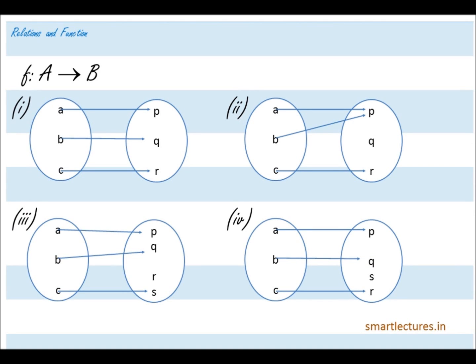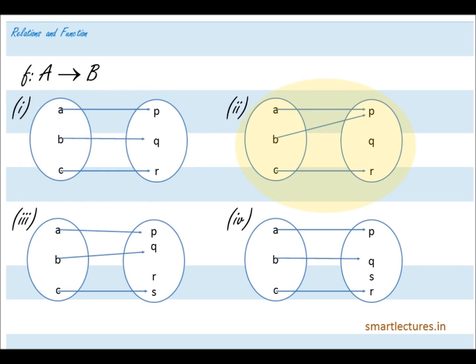Now look carefully at the figure on the screen. Here you can see we have four functions from set A to set B, and now we shall check whether these are one-one or not. In the first function, you can see each element of set A has a distinct image in set B, like a is linked to p, b to q and c to r. So the first function is a one-one function.